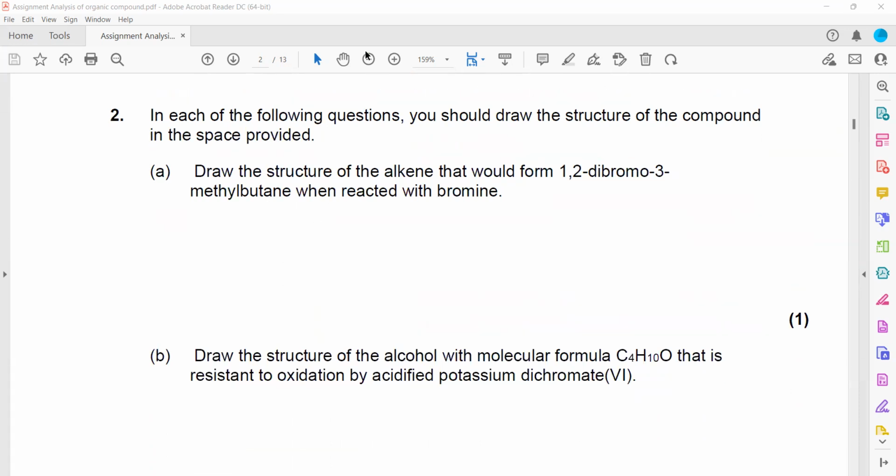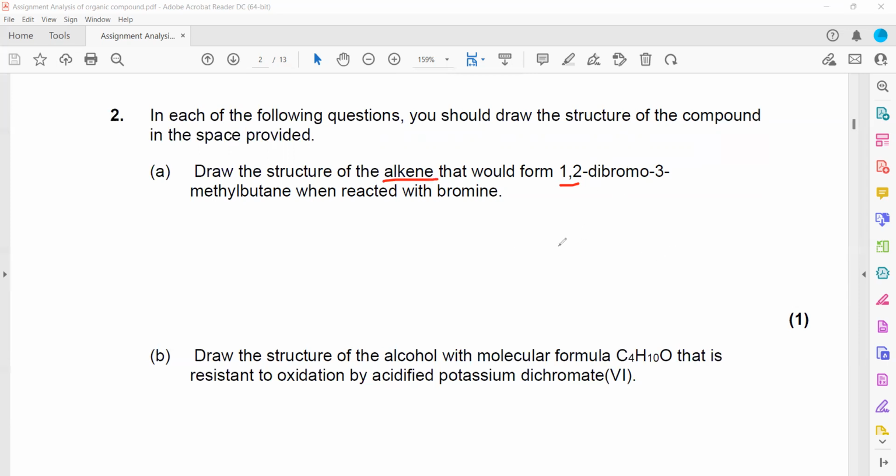In the second question, in each of the following questions, you should draw the structure of a compound in the space provided. Draw the structure of the alkene that would form when 1,2-dibromo-3-methylbutane reacts with bromine. So when an alkene reacts, there will be an addition reaction. So we have to draw the structure of that alkene, which would form 1,2-dibromo-3-methylbutane.